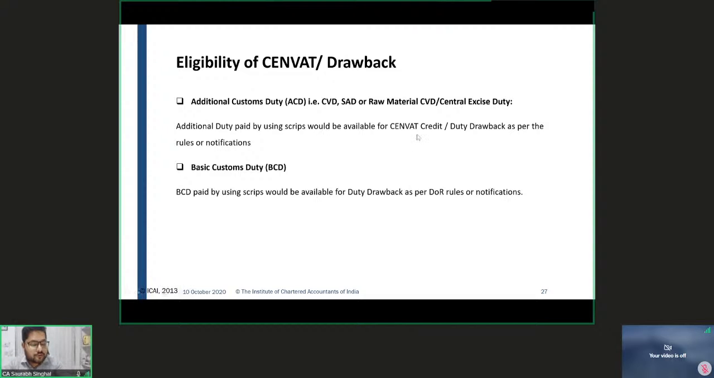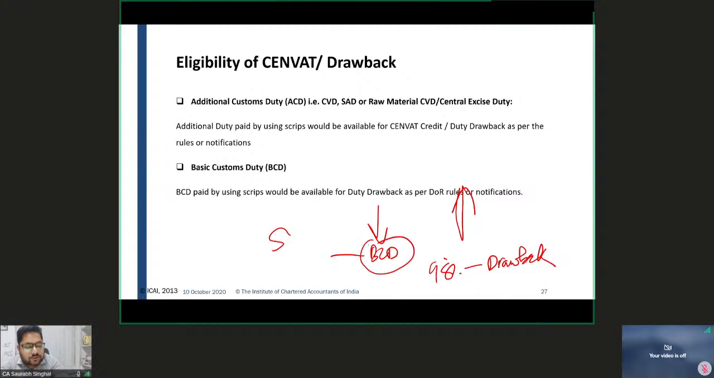And we all know that if you import for export, then whatever BCD you pay or other duties that you pay, 98% of that will be given to you as drawback. So even when you pay this BCD through scripts, this 98% is still eligible. This is what this provision says. The first point is no more relevant because basically you only pay BCD through this and for which credit is otherwise not available. So therefore forget this.